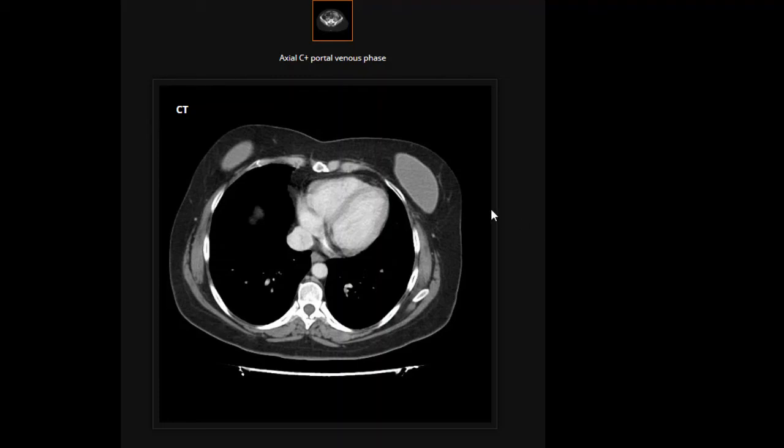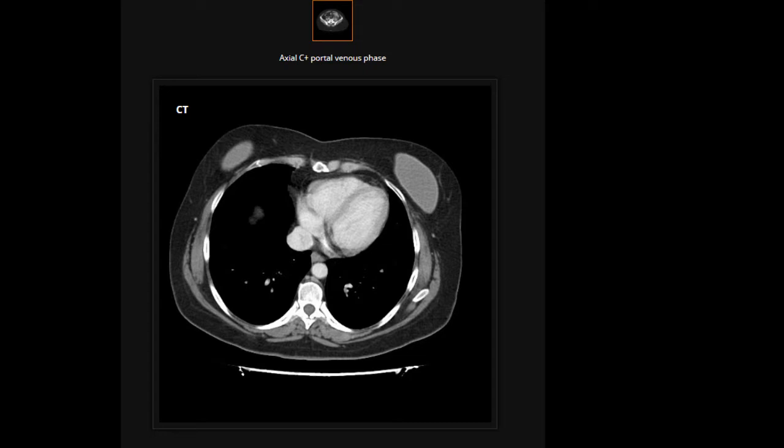In today's video, we're going to be going over a case of acute diverticulitis on CT exam, and we're also going to have two quiz questions at the end of the video. So we'll start off with our acute diverticulitis case. This is a CT abdomen and pelvis with portal venous phase intravenous contrast.